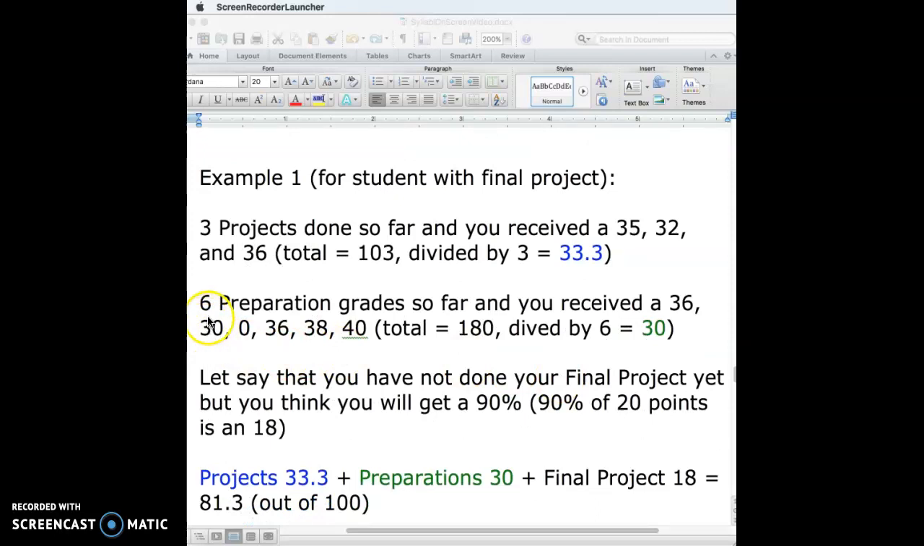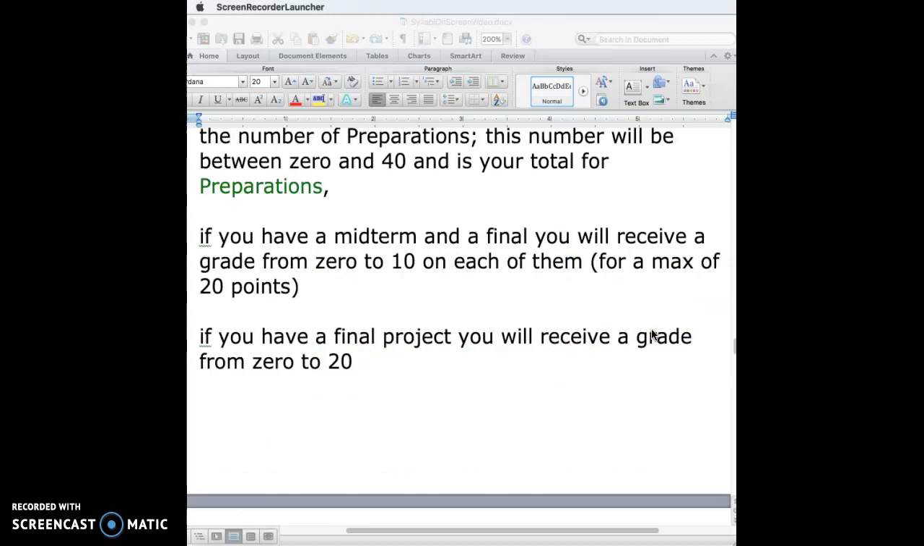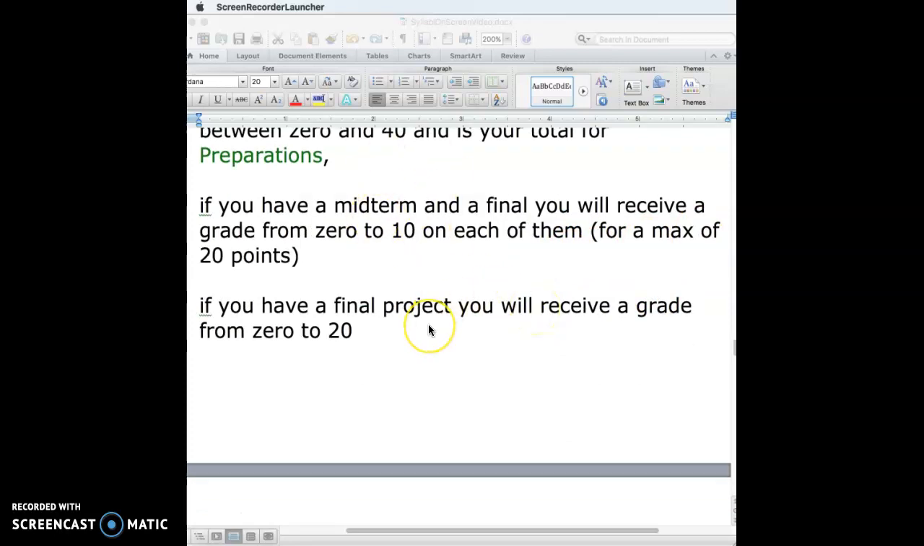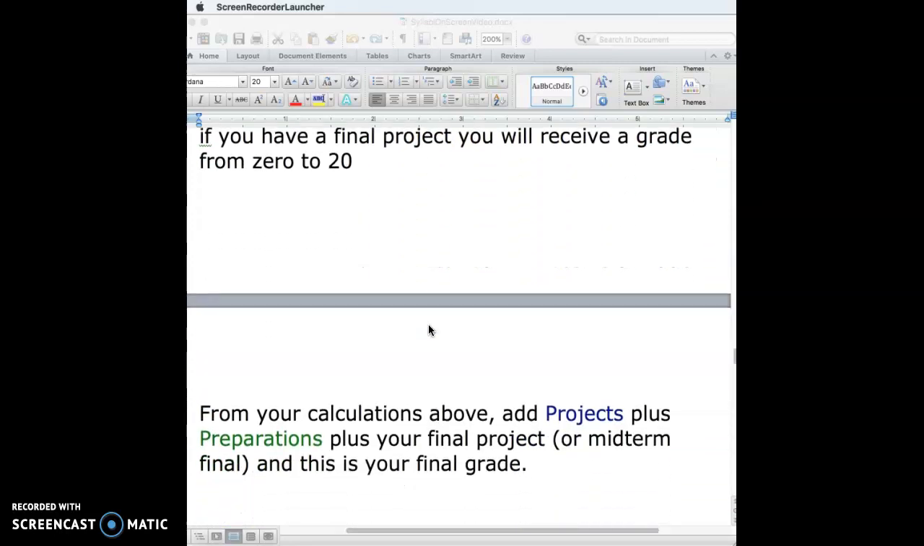Let's say in this example, 6 preparation grades so far, and you received a 36, a 30, a 0, a 36, a 38, a 40, total of 180 points divided by 6 equals 30. So those two numbers make up the first 80% of your grade, and then depending on if you have a midterm or a final.